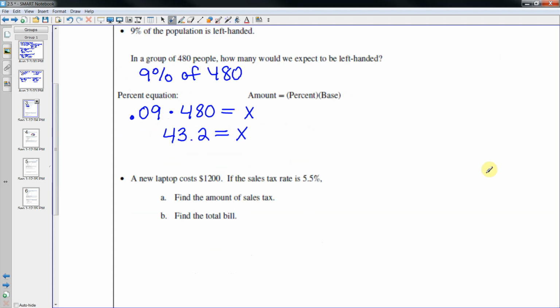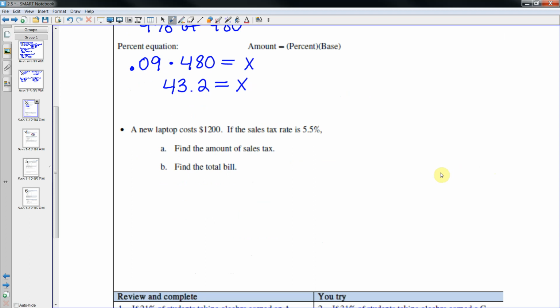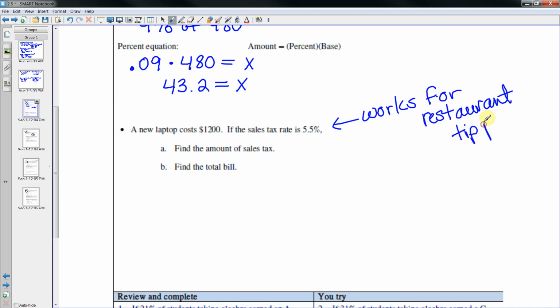Now here's one that could come in very handy, because I know most of us have to shop at some point, and we try to figure out sales tax. This also works for restaurant problems too. Like if you're going out to eat and you have a bill and you need to figure out your total bill, you want to leave a tip. For restaurant, I'm going to call that tip problems. And you'll see a tip problem again.